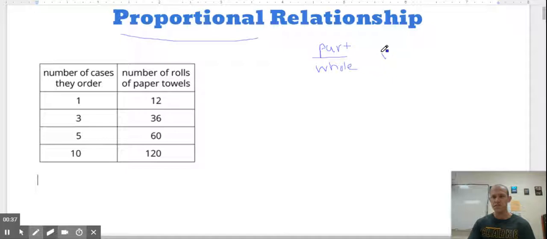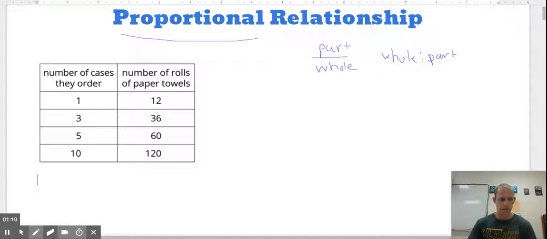Maybe you want to write it differently. Maybe you write it as the whole thing to the part with these colons, or maybe instead of that, you write the word to instead. But either way, it's a fraction, it's a ratio. So when we're talking about proportional relationships, we're looking at a bunch of different fractions and seeing if they're the same. If they're all the same proportion, then it's a proportional relationship.